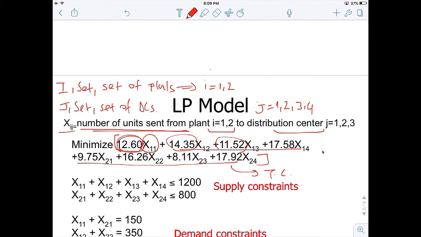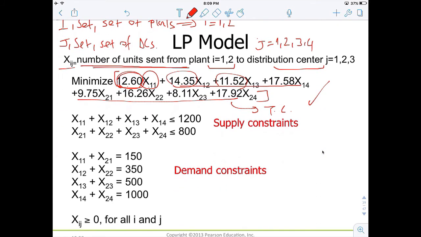And we would like to minimize this function for sure. Okay, that's a check. Remember, we do have several constraints, so for each plant, we have to make sure that we are not exceeding our capacity.